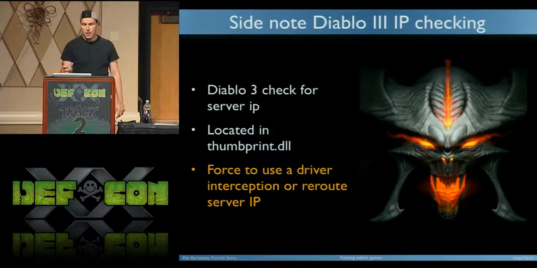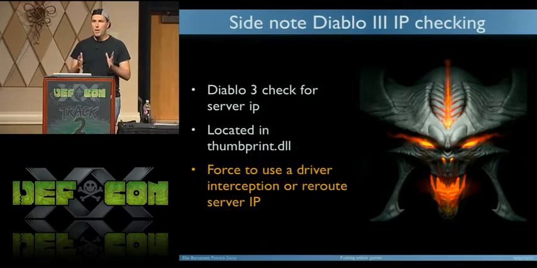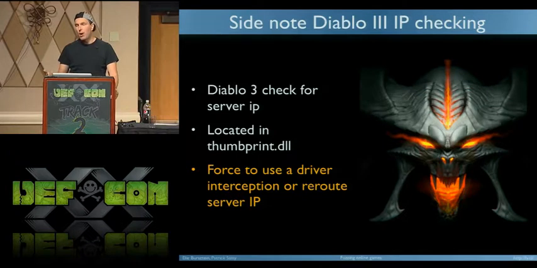Basically, the server sends a challenge packet to Diablo 3 with the IP of the server, and if it doesn't match the list it has in a DLL, which is downloaded every time you launch a game, it's going to refuse to connect. So Diablo 3 has to believe that you connect to the right IP, otherwise you can't launch a game. And some people will say, well, I can hook these functions. Well, if you hook these functions, the Warden is going to catch you, so you can't do that. You have to either reroute the IP to a different box, or you have to do the driver interception.